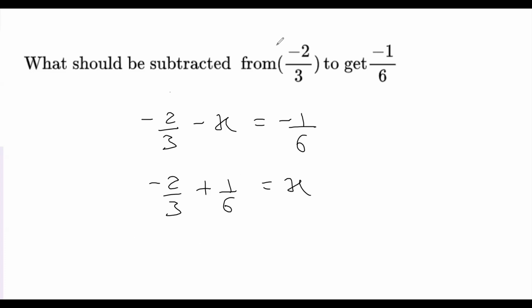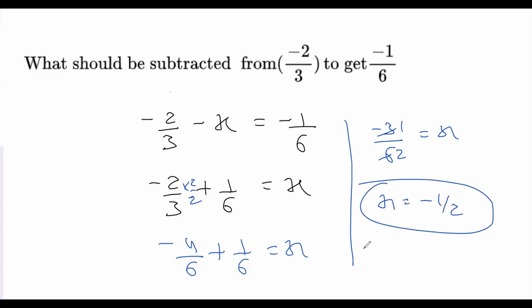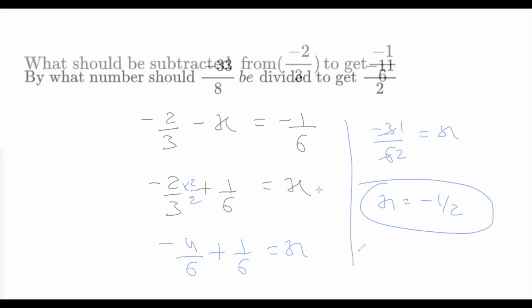Now, what next? We are going to make the same denominators. For that, I have to multiply by 2. So this results to give you negative 4 over 6 plus 1 over 6, and that should be the value of x. So this is negative 4 plus 1, which should give you negative 3. This is negative 3 over 6 equals x, which can be reduced as 3, 1 times, 3, 2 times. So we can say x is equal to negative 1 over 2. That should be the answer for this.